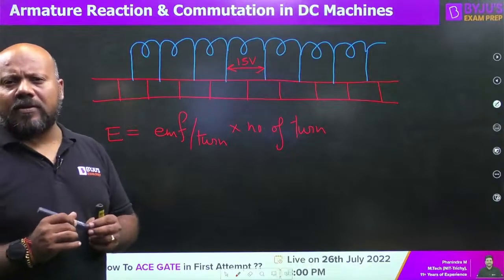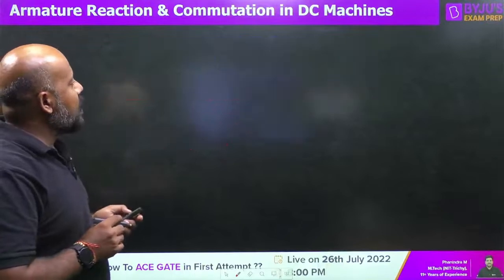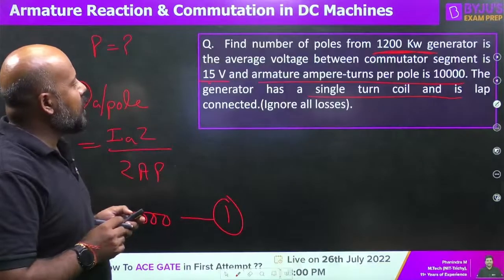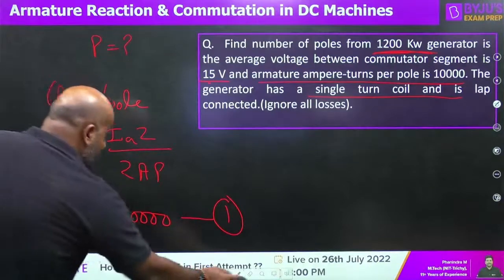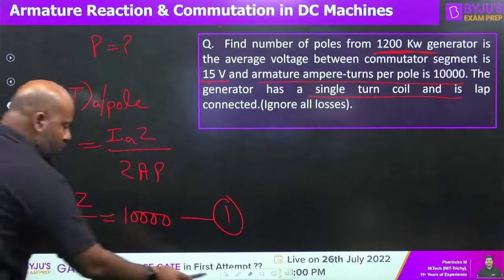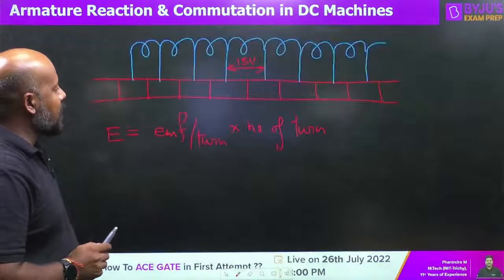It's not Z is equal to 2. Who told you Z is equal to 2? Who told you? Where is it written? What are you doing? This is 2. I don't know what you are saying. If you have any doubt, you can ask me.